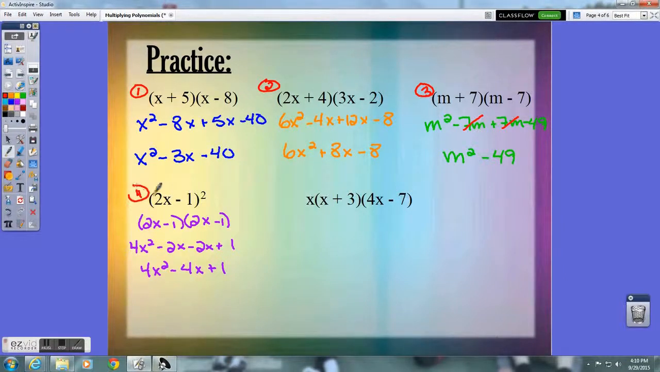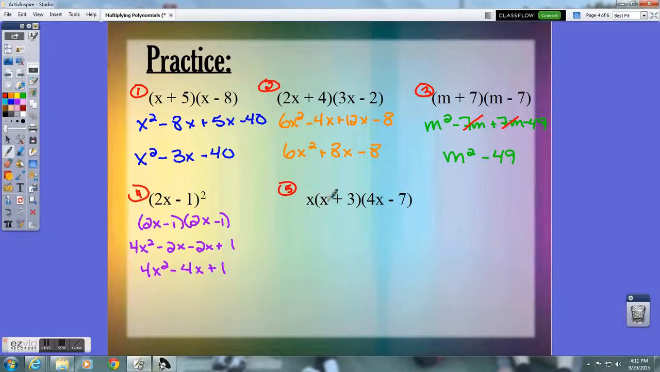For your fourth practice problem, remember you had two copies of this binomial, so you have to write it twice. And final answer, 4x squared minus 4x plus 1. Now the fifth practice problem might have been a little bit rough, so we're going to do that together.